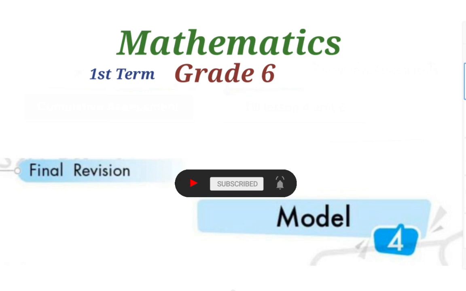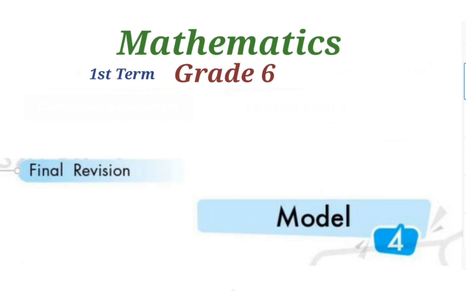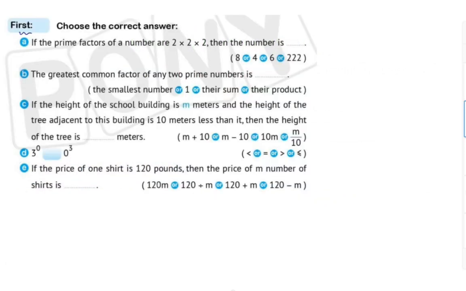This is the final revision, and we have now model number 4. Let's go. The first question here: choose the correct answer. Point A, if the prime factors of a number are 2 by 2 by 2, then the number is what?